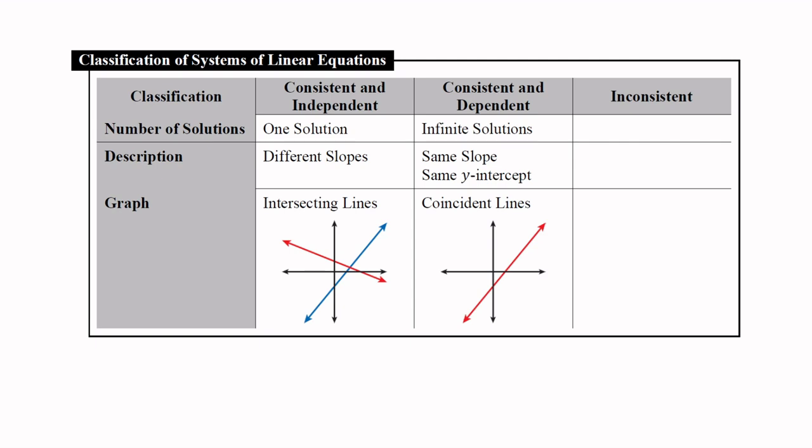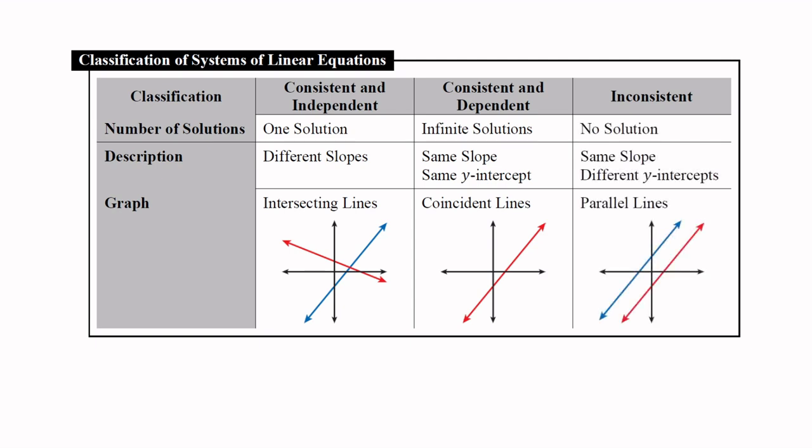And then inconsistent equations, or an inconsistent system, has no solution. Same slope, but different y-intercepts in an equation. So you have parallel lines. They will never cross. And so we will never have a solution.